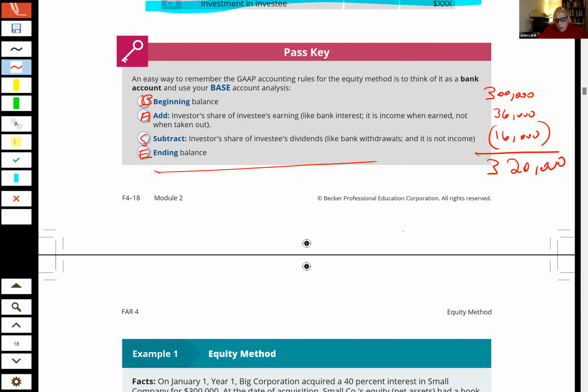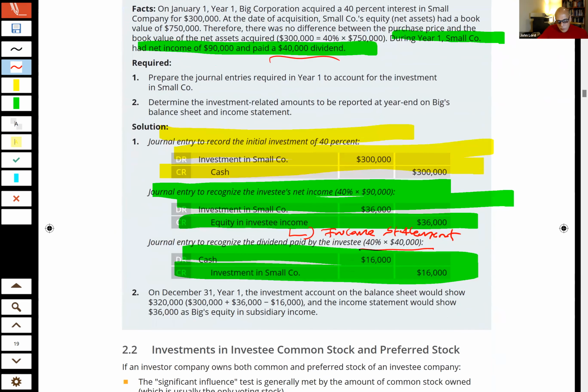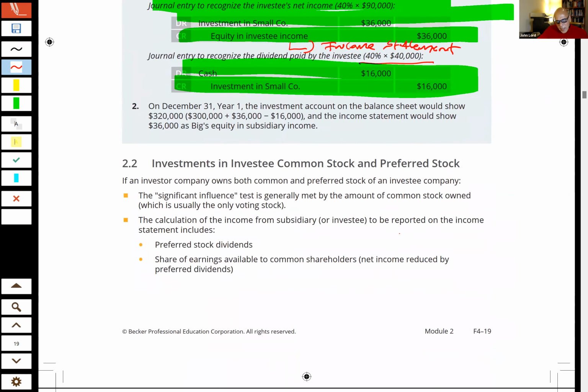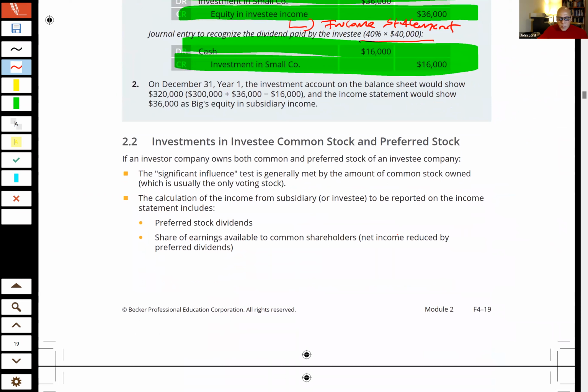Okay, good. Now you come over and they say, well, what happens if you have both common stock and preferred stock? Can happen, right? First of all, the significant influence test is only applied to common stock because common stock tends to be the one that has voting rights. And so you don't really exert significant influence over preferred stock, right?